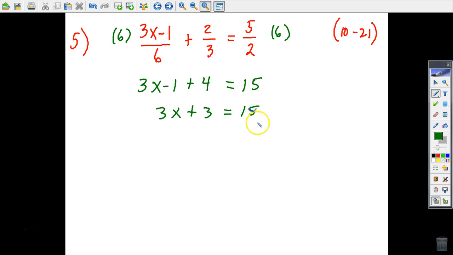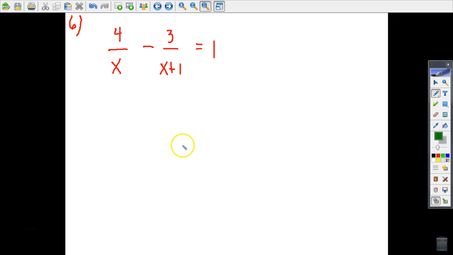Isn't it great to not have to work with fractions? Multiplying by the LCD on both sides allows us to remove these denominators. They basically get lost inside this LCD. Okay, 3x equals 12. Our final answer here, x equals 4. We don't have to worry about 0 in any of these denominators because there are no variables in the denominator. So that's our answer. Number 6.